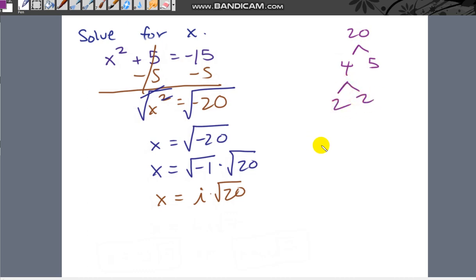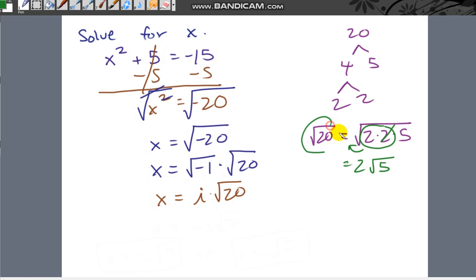4 can break down into 2 and 2. So we have the square root of 20 equals the square root of 2 times 2 times 5. What I see here is we have our partners in crime. One gets shot, one comes out: 2 times the square root of 5. So the square root of 20 is the same thing as 2 times the square root of 5. So this gets replaced right here, and x equals i times 2 times the square root of 5.